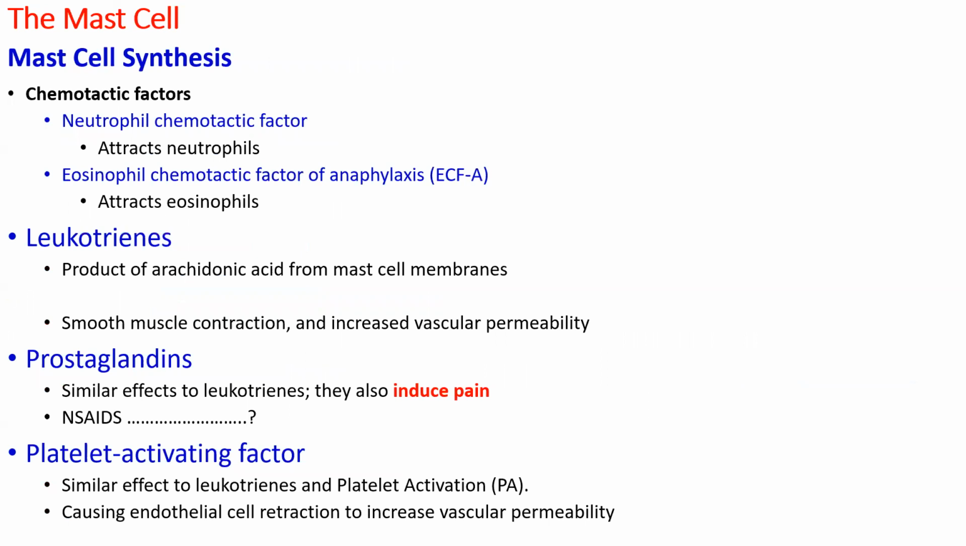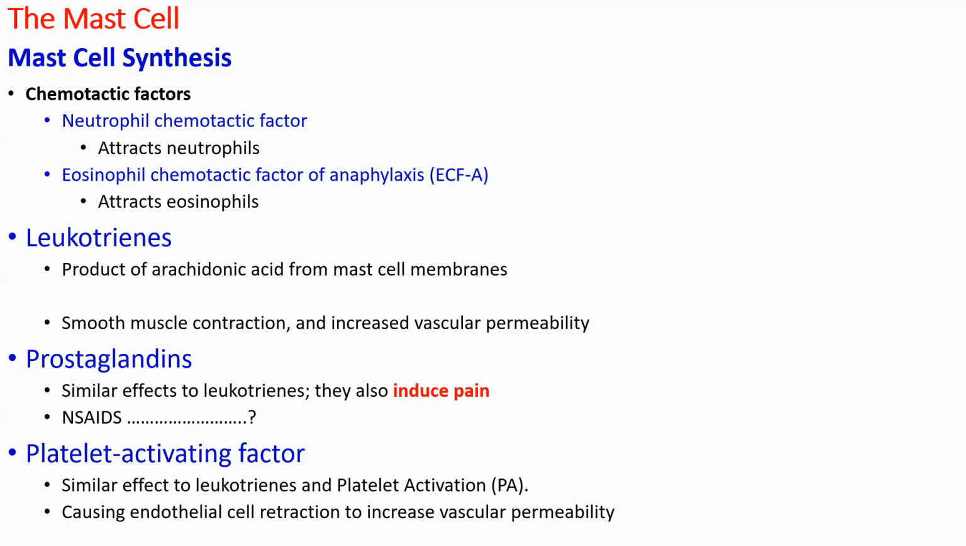So that's about histamine and ECF and NCF as chemical mediators that will result from the degradation of the mast cells. However, mast cells are also able to synthesize chemical mediators like leukotrienes, prostaglandins, and platelet activating factor. So the chemical factors like neutrophil chemotaxis factor, NCF, or eosinophil chemotaxis factor, ECF. The NCF attracts neutrophils, and the ECF attracts eosinophils.